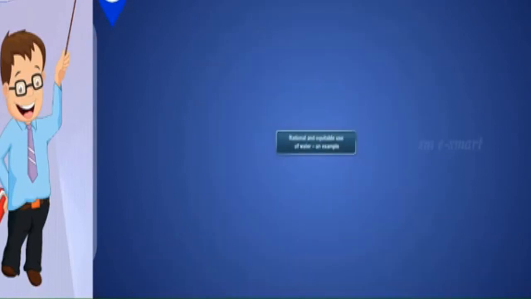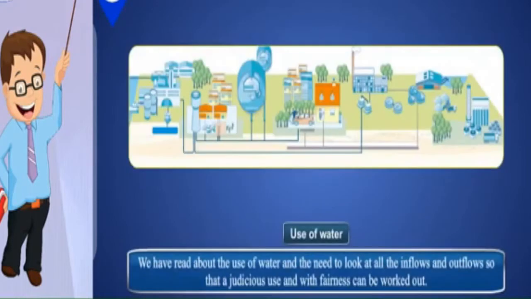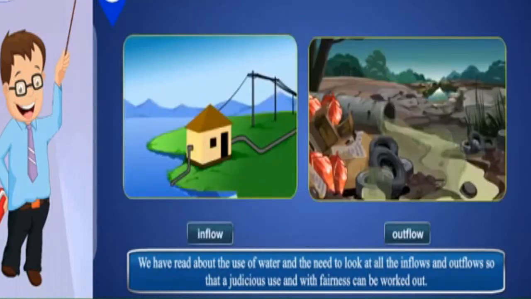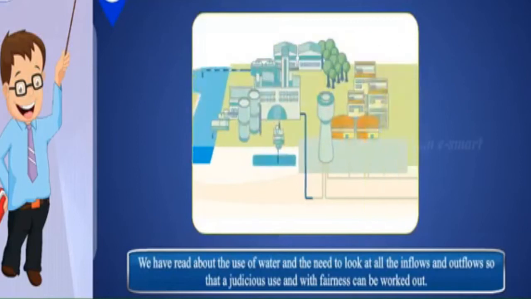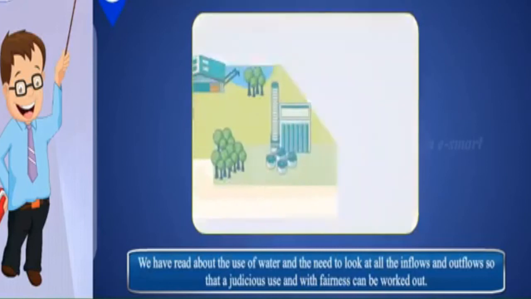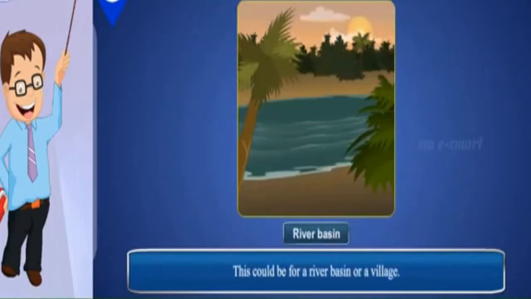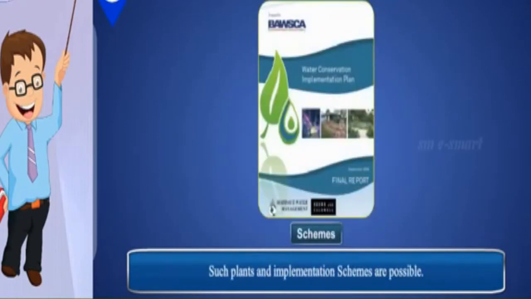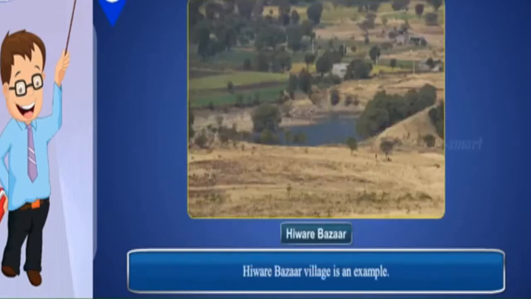Rational and equitable use of water. An example. We have read about the use of water and the need to look at all the inflows and outflows so that a judicious use, with fairness, can be worked out. This could be for a river basin or a village. Such plans and implementation schemes are possible. Hiware Bazar village is an example.